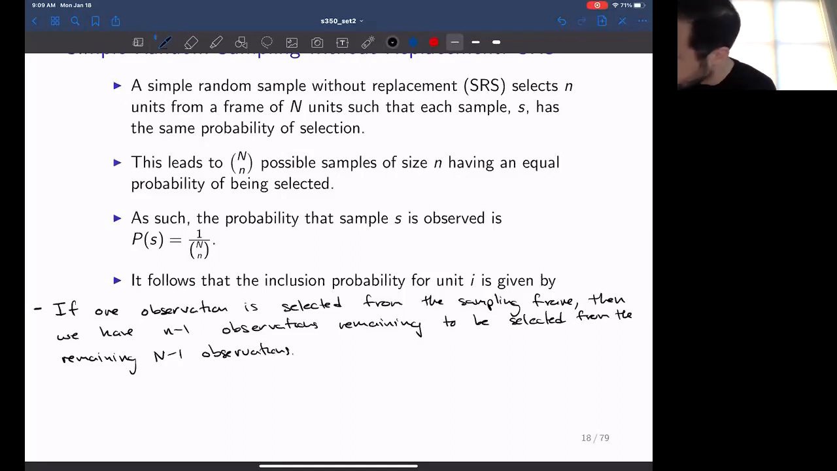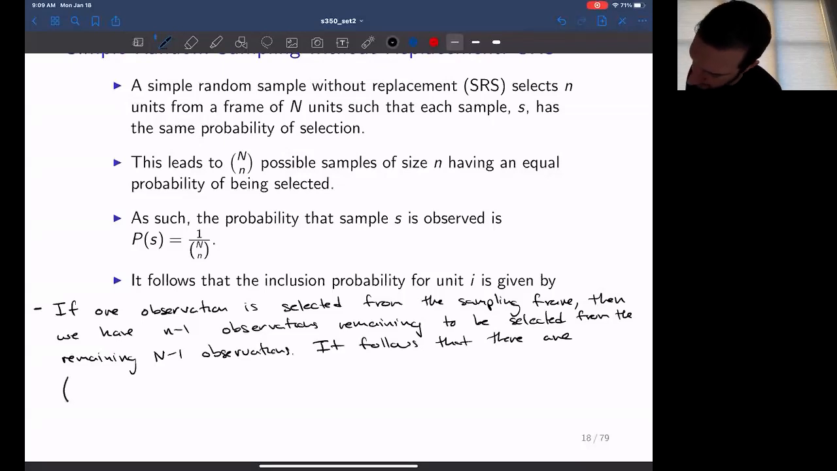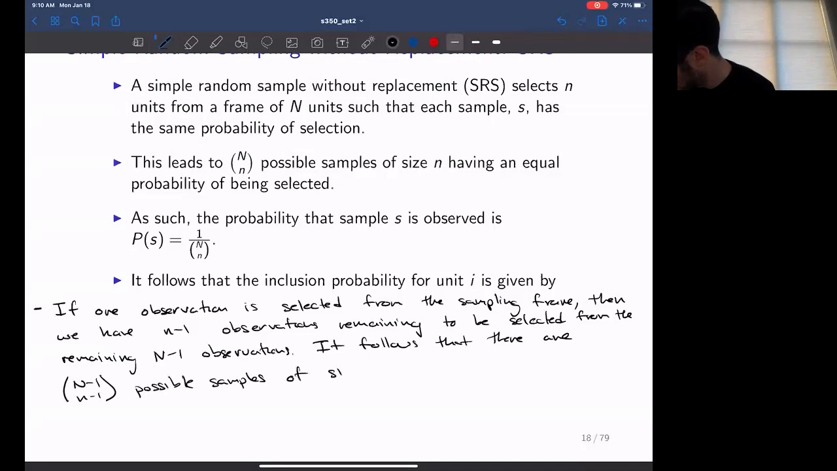Right. So then we can say it follows that there are capital N minus 1 choose little n minus 1 possible samples of size little n minus 1.